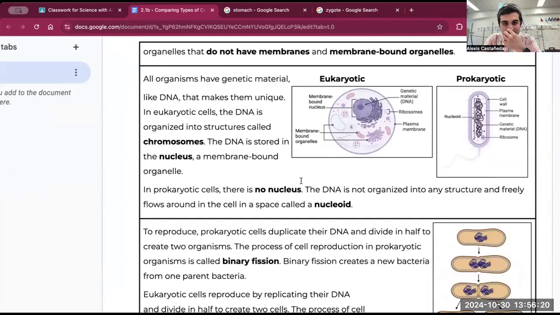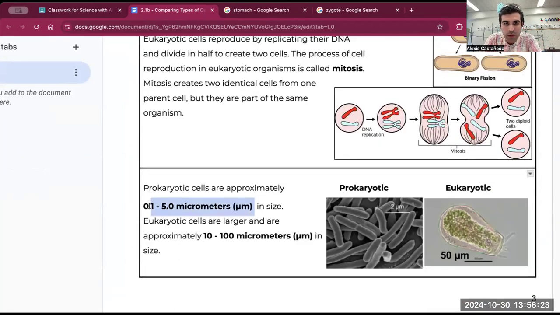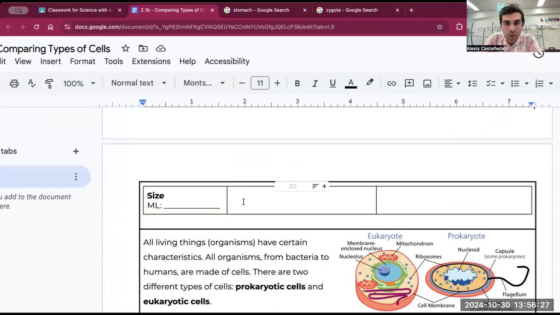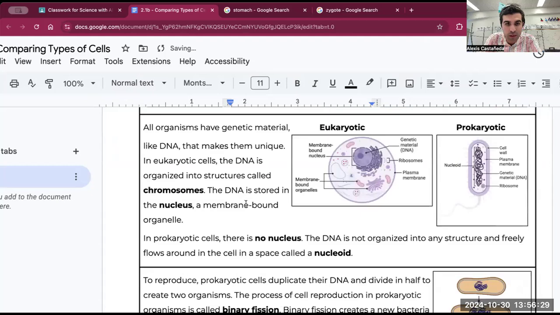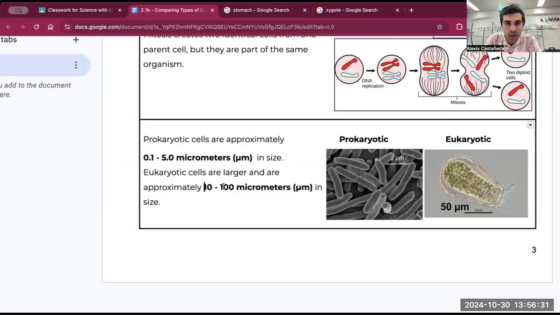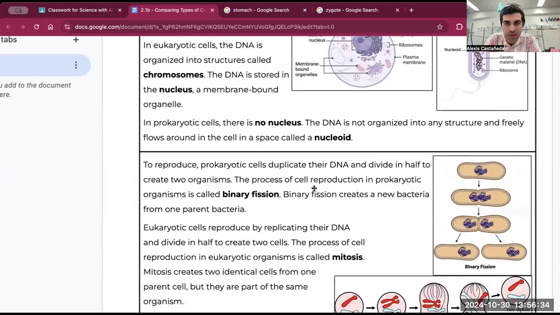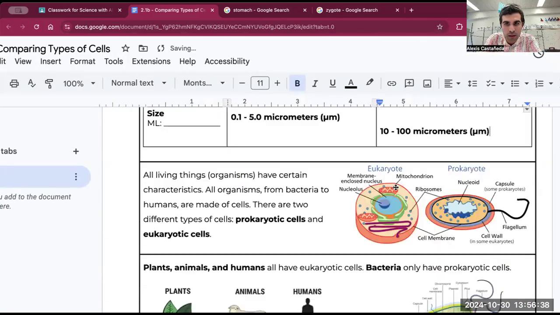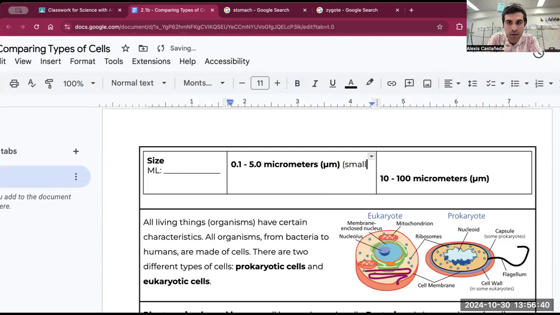So for prokaryotic cells we can put this. And then over here we can put that the other ones are 10 to 100 micrometers. They are larger. Okay, so here I put smaller and here larger.